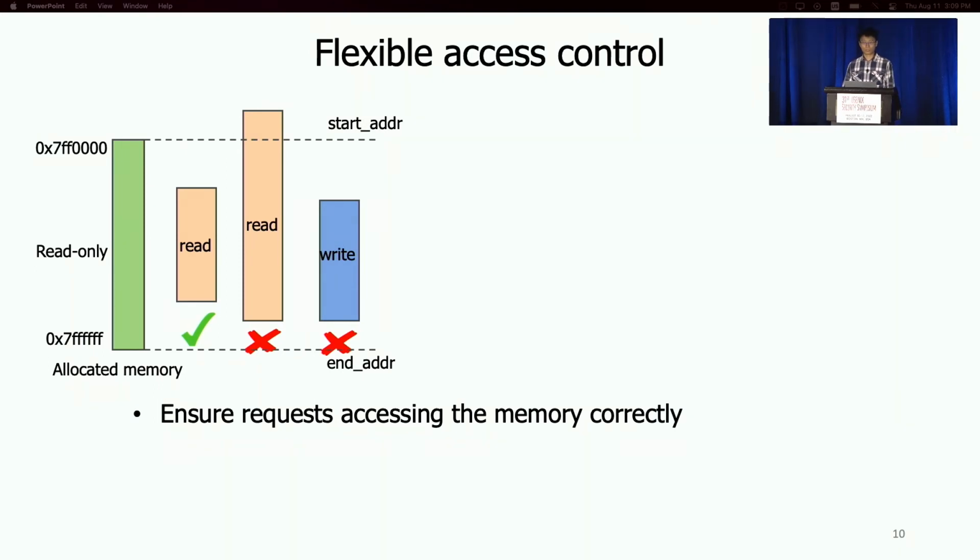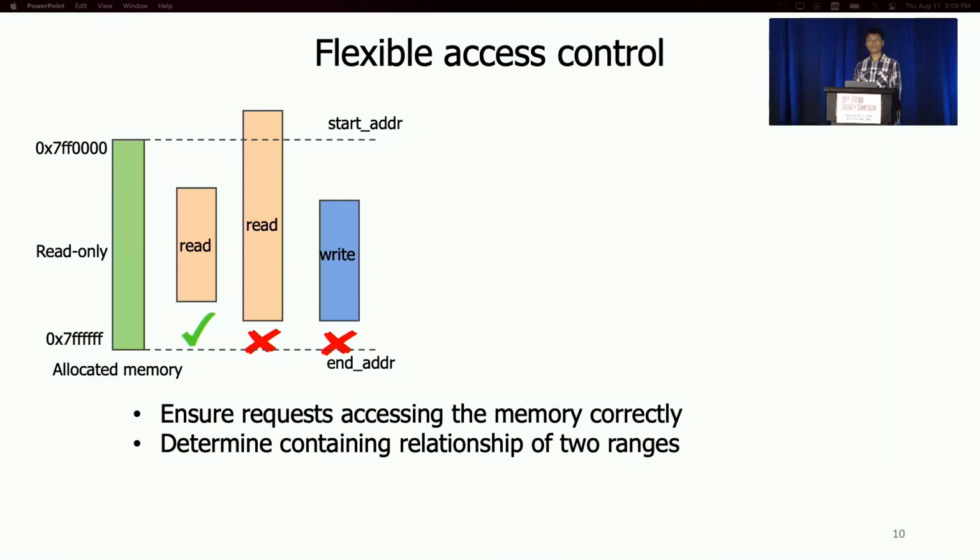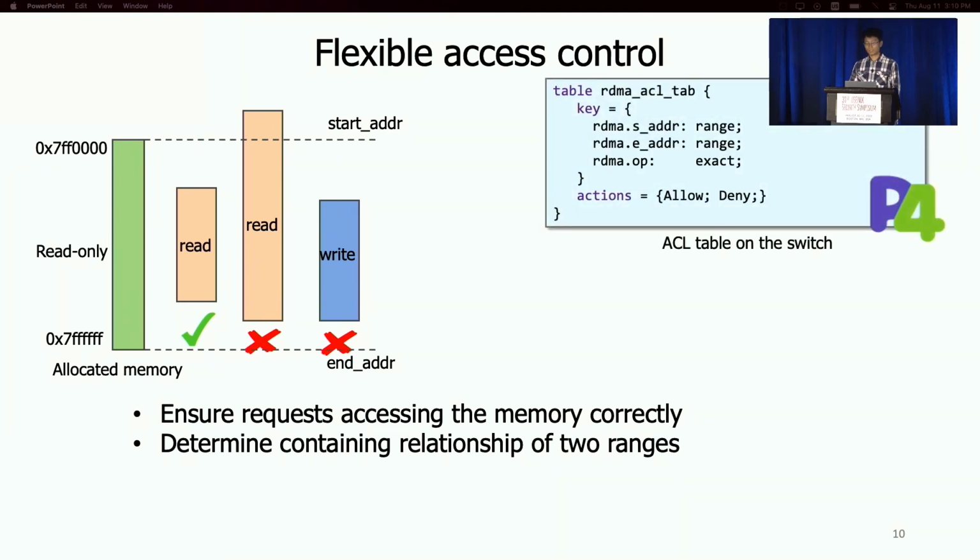To enforce such a rule, we need to determine the containing relationship of the two ranges. One is from the request, and the other is specified by the RDMA application. In other words, we need to ensure the start address and the end address of the request are inside the range of the access control rule. We implement this mechanism using P4 language as a table like this. As you can see, we use range matching on the two address fields of the request.